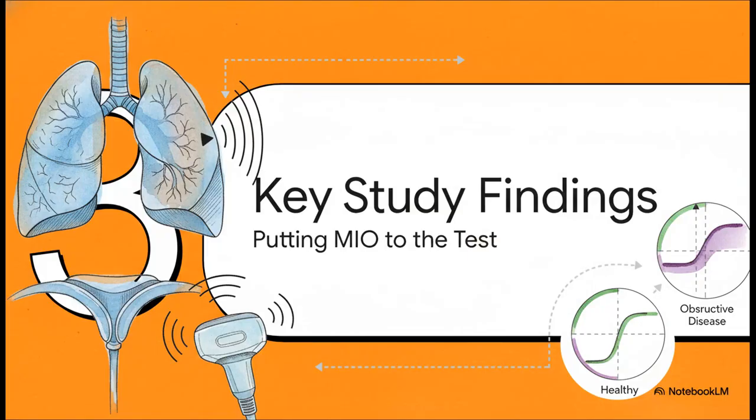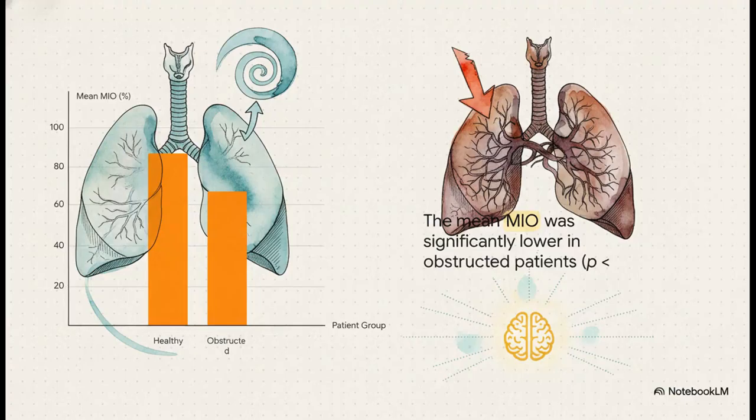Now, a clever idea is one thing, but you gotta ask, does it actually hold up? Does it work in real patients? So let's look at the data. The study compared these MIO measurements in a group of healthy people against patients with known spirometry-confirmed obstructive disease. And yeah, the results were pretty dramatic.